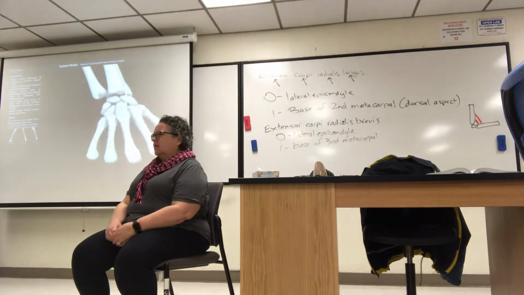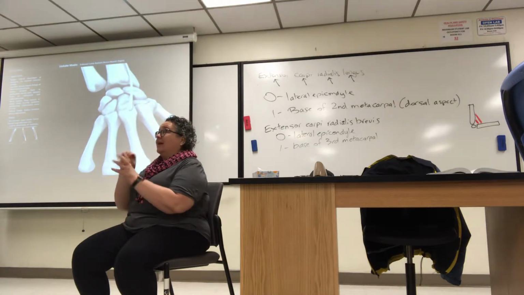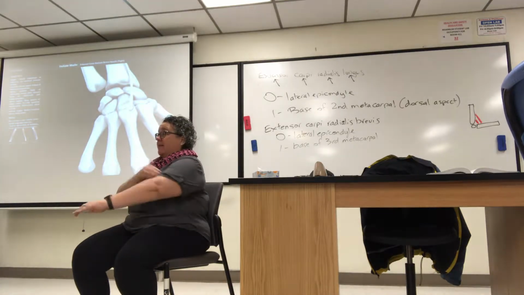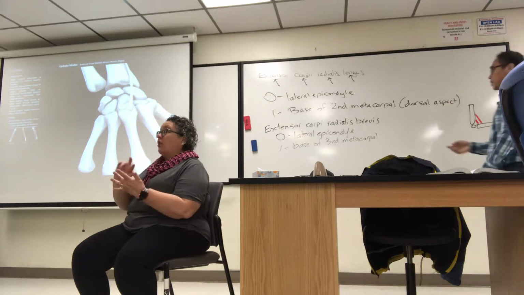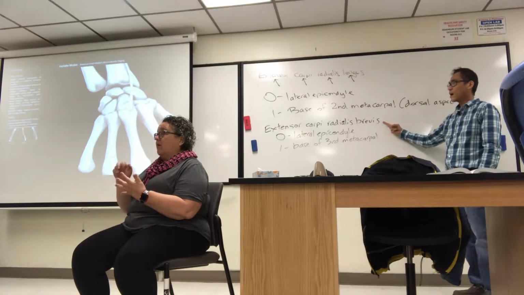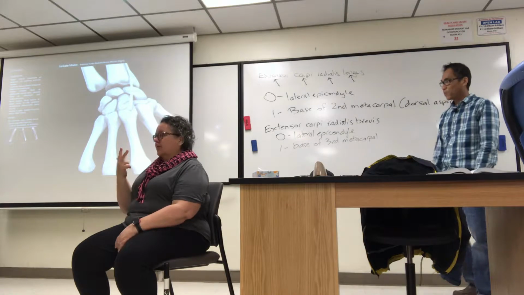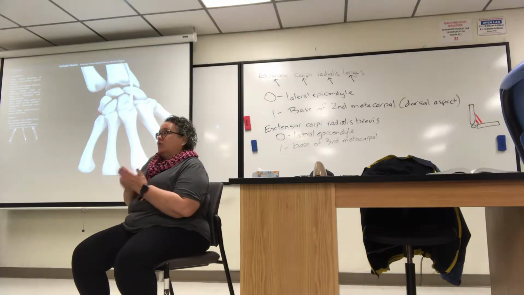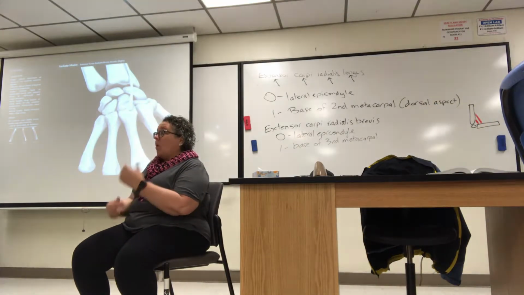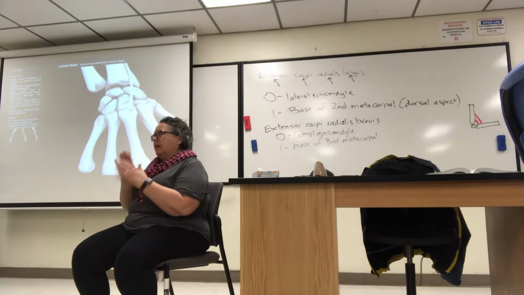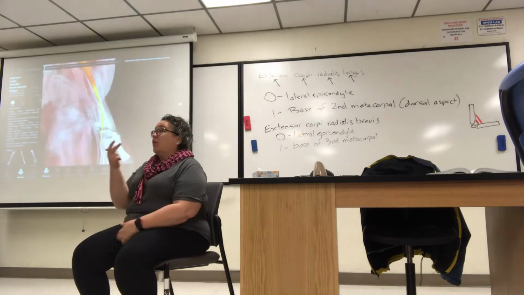I'm just going to show you where it inserts. Could you identify the muscle? What's the muscle that inserts at the base of the third metacarpal? Yeah, third one. So they're right next to each other. They're both wrist extensors, basically. And now we'll move on to the next three. The next three move the thumb.